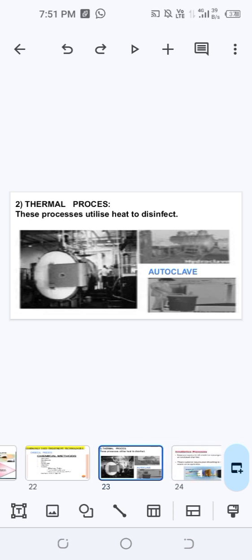Then again in the thermal process, another method is incineration. Incineration means the burning method.